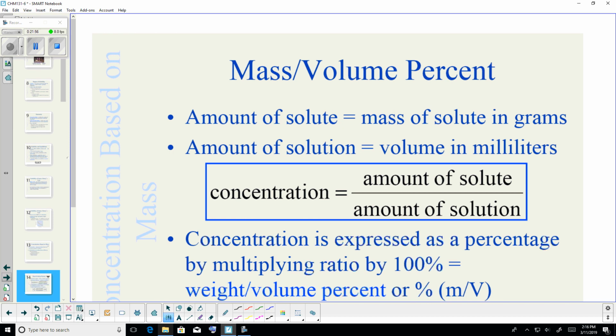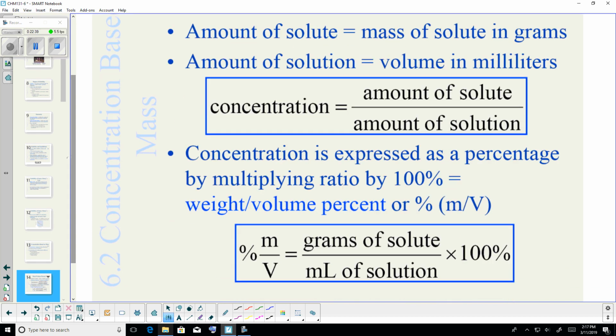So we can calculate what's called mass volume percent. So it's a percentage problem. Part over the whole times 100, like any percentage problem. You want to know your APY for your savings account, or how much is off on the purse you're going to buy, a Coach or whatever. It's a percentage problem. Concentration is the amount of solute divided by the amount of solution times 100. So percent mass volume, this is used when you're dissolving a solid in a liquid, is grams of solute divided by milliliters of solution times 100.